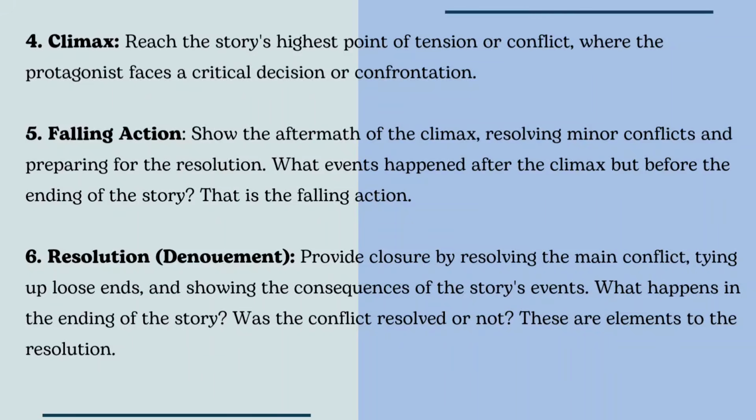Number 4 is the climax. Reach the story's highest point of tension or conflict, where the protagonist faces a critical decision or confrontation. Number 5 is the falling action. Show the aftermath of the climax, resolving minor conflicts and preparing for the resolution. What events happened after the climax but before the ending of the story? That is the falling action.